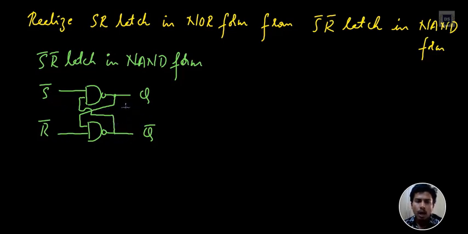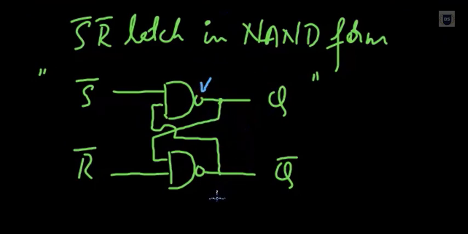Now let's see how to realize SR latch in NOR form. If you are asked to realize SR latch in NOR form, all you got to remember is only one structure. We can easily realize SR latch in NOR form using S bar R bar latch in NAND form. As you can see, here is where we are having a bubble. The bubble of a NAND gate actually represents a NOT gate. So a bubble is equivalent to a NOT gate.